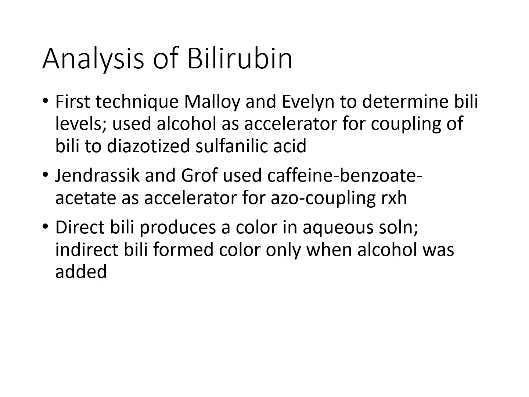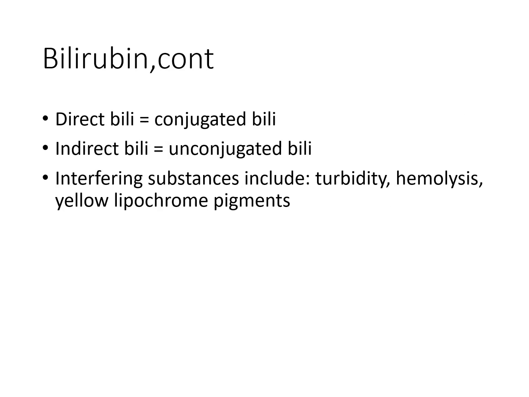So there are different types of bilirubin detection. You have the direct, or the conjugated, bilirubin. This produces a color reaction in an aqueous solution without the need for accelerators. And you also have indirect, which is the unconjugated bilirubin, which requires the addition of alcohol or an accelerator to produce the color, as it is not water soluble.